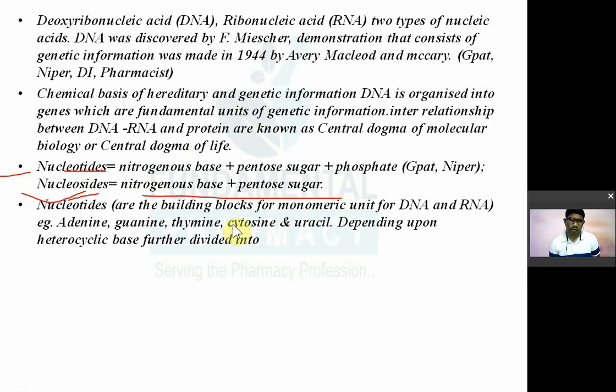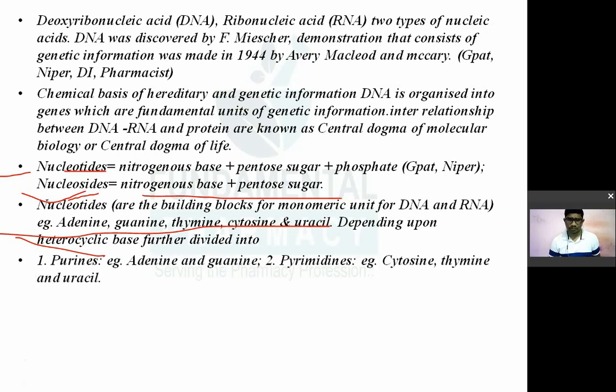In that you have the nitrogenous base, made up of purines or pyrimidines: adenine, guanine, thymine, cytosine, uracil. These are the nitrogenous bases. Depending on their chemical structure, or the heterocyclic ring present in these nitrogenous bases, there are two types. The first one is the purines.